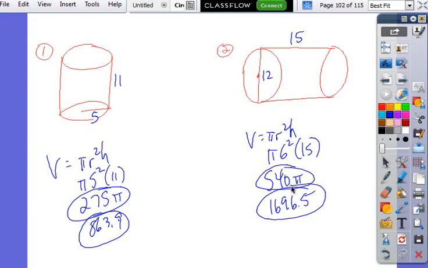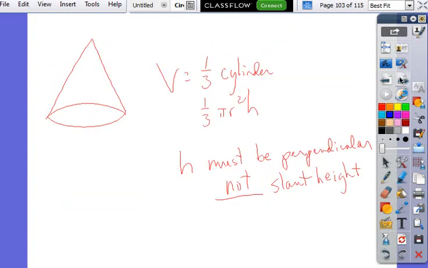All right, when we're looking at a cone, we're just going to do 1/3 of the cylinder, so 1/3 of pi r squared h. Same deal as before. The height has to be straight up and down. So how do I know when I've got the height? It has the square on the bottom, when it makes the right angle. You have to see that right there for the height to work. You will never use the slanted ones on the side.